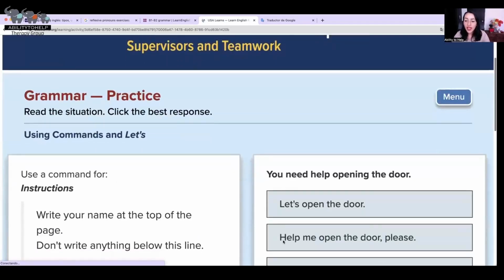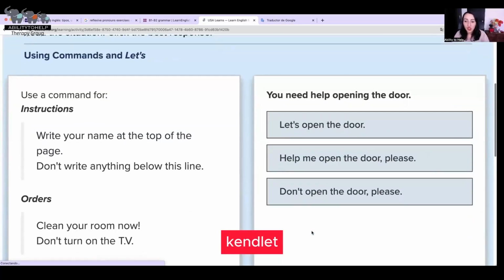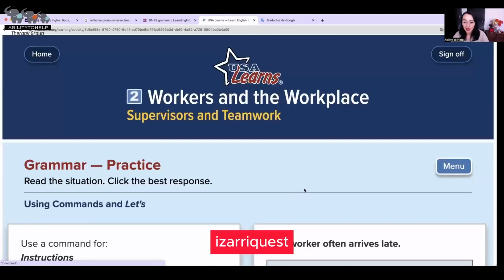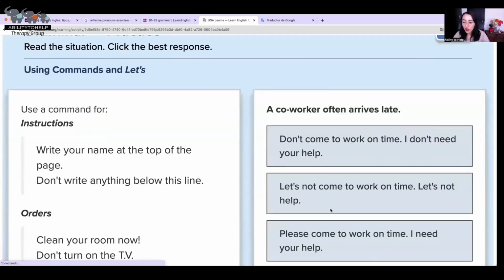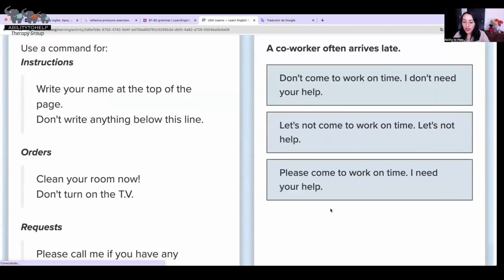So, you need help opening the door. Maybe you are sick or you can't do it. Let's open the door. Help me open the door, please. Don't open the door, please. I think the second one is better because you said, help me open the door, please. It's a request. A coworker often arrives late. Oh, it's not a good idea. Don't come to work on time. I don't need your help. Let's not come to work on time. Please come to work on time. I need your help, please.